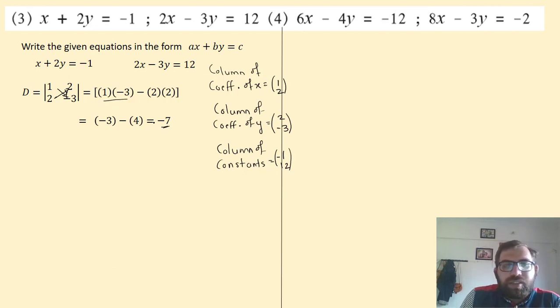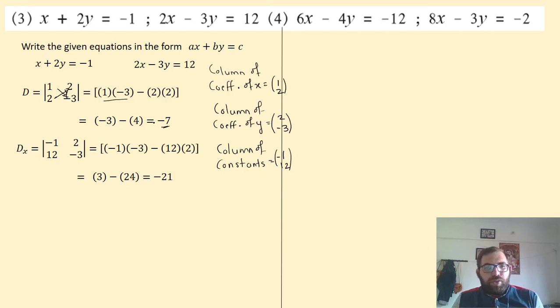Second is dx. To get dx, replace the column of coefficients of x with the column of constants. So we replace the column of coefficients of x, that is 1 and 2, by the column of constants, that is minus 1 and 12. So you get minus 1 into minus 3 minus 12 into 2. So minus 1 into minus 3 will be 3. 12 into 2 will be 24. 3 minus 24 is equal to minus 21.